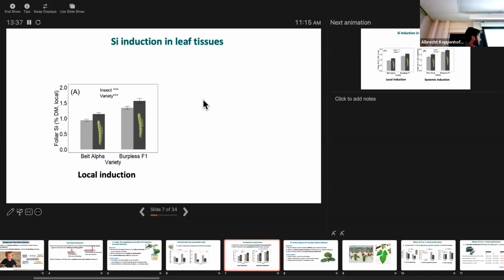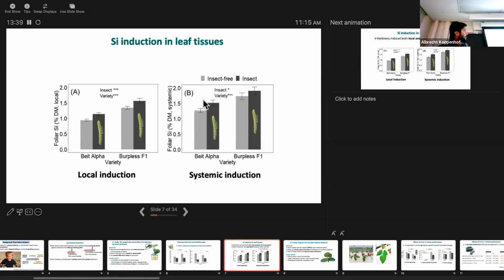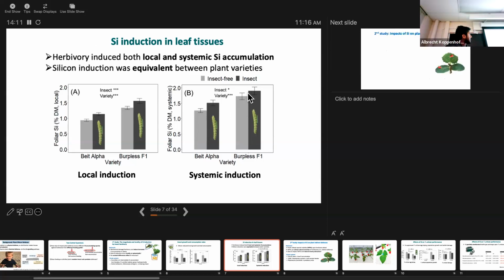This is the silicon concentration in the attacked leaves, and we also found that the concentration of silicon was increased in non-attacked leaves. That means that silicon was induced systemically in plants. In both varieties, we found higher concentration of silicon following insect feeding. Here also, Bartless accumulated more silicon compared to Bait Alpha, but the induction level was proportionately almost similar. So that's our finding: insect herbivory induced both local and systemic silicon accumulation, and silicon induction was almost equivalent between plant varieties.